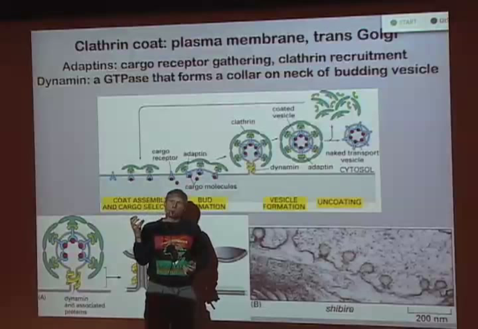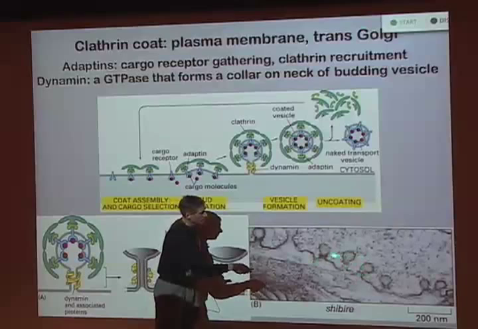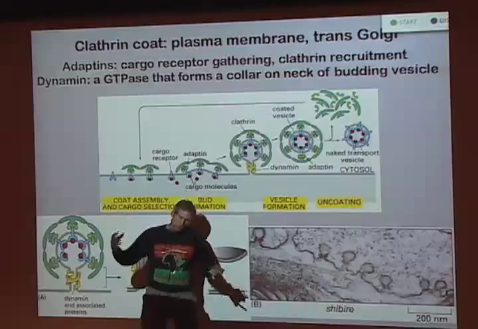So when dynamin doesn't work, you get these structures here. This is an EM. Here are the collars, and here are the clathrin-coated pits. They can't recycle their synaptic vesicle membrane proteins. This mutant is called shibire.